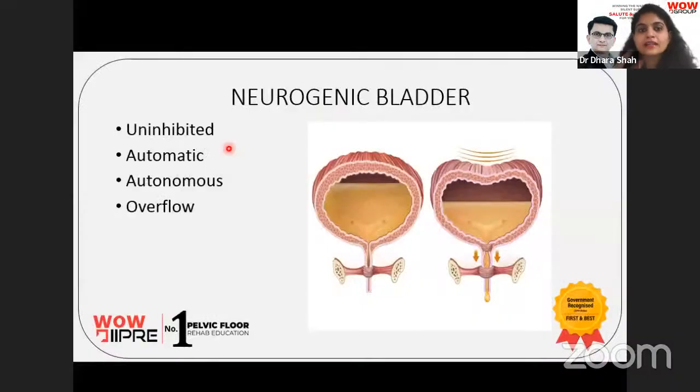Then comes the automatic bladder. As the name suggests, it will work on its own. If there is a cortical injury, it can be an uninhibited bladder. But if there is any injury at a supraspinal level, from the pons to the spinal cord level, including the conus medullaris, it can be an automatic bladder. Automatic bladder means the bladder would fill on its own, and it will contract and you will urinate.